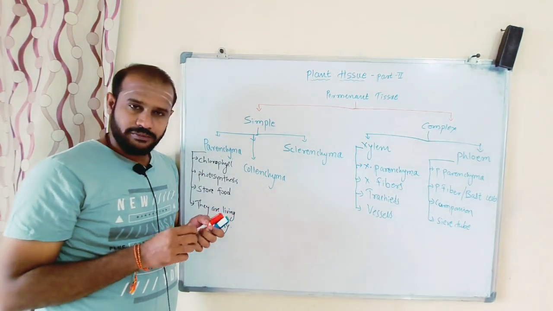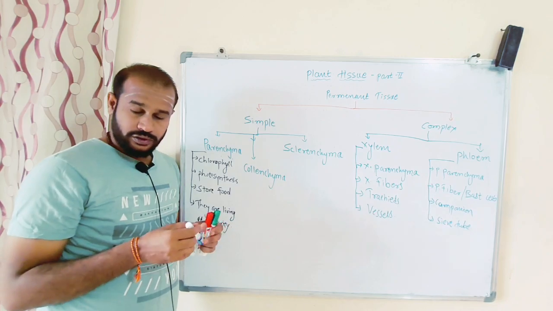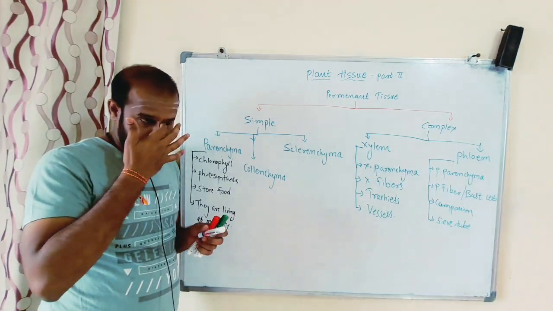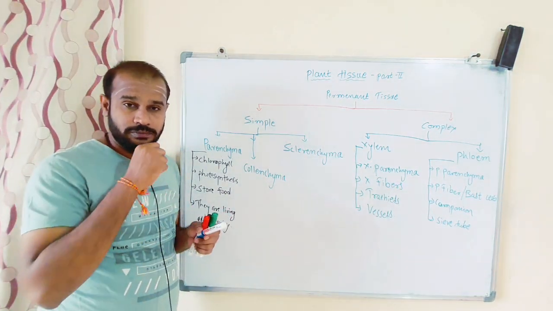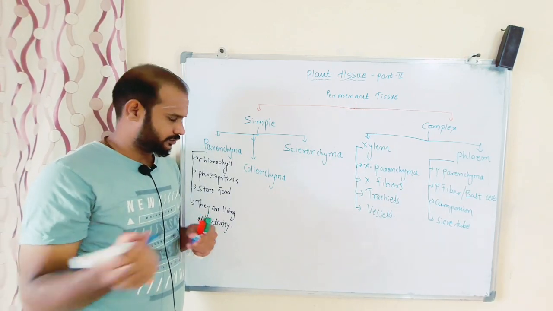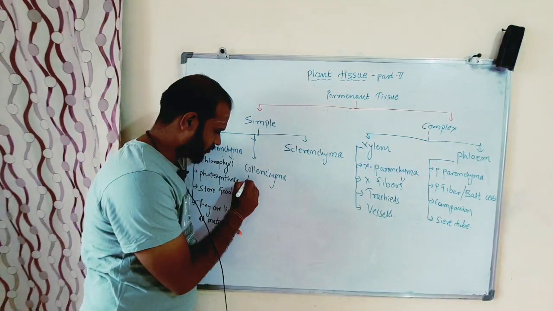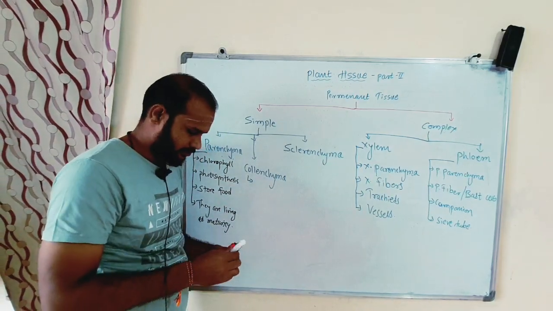Next is collenchyma. Collenchyma mostly helps in strengthening the plant, means it provides the mechanical support. They provide mechanical support.